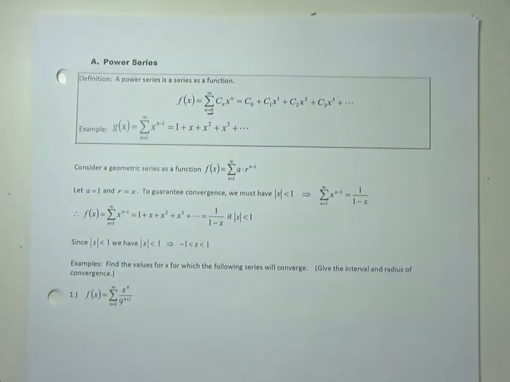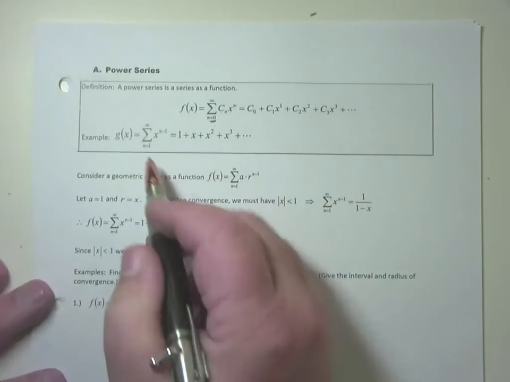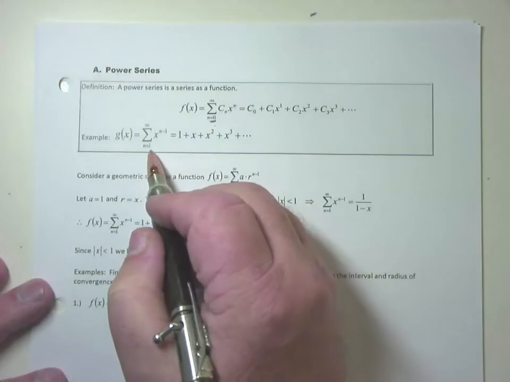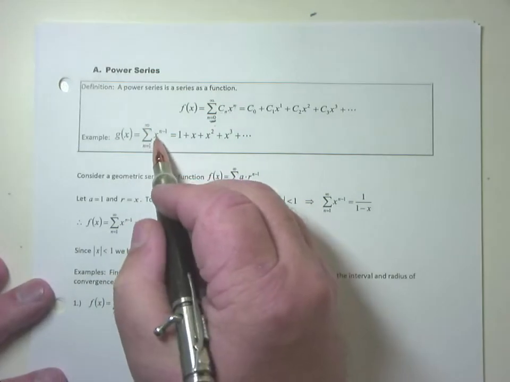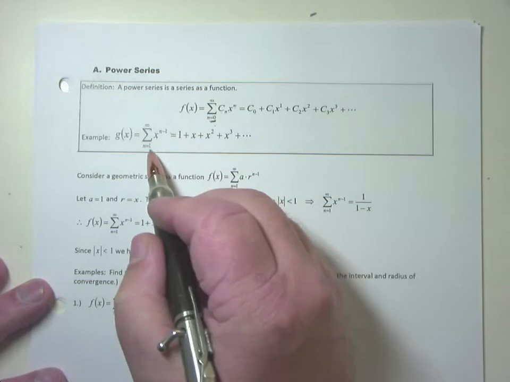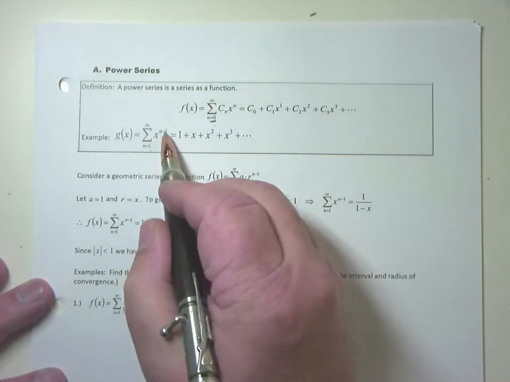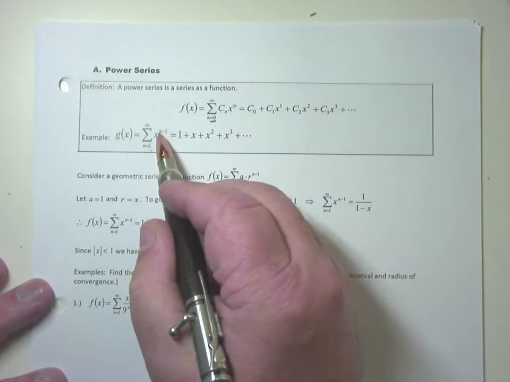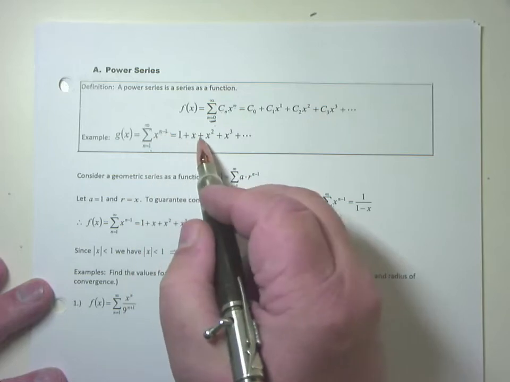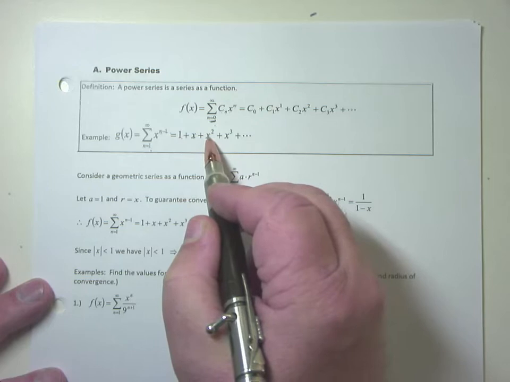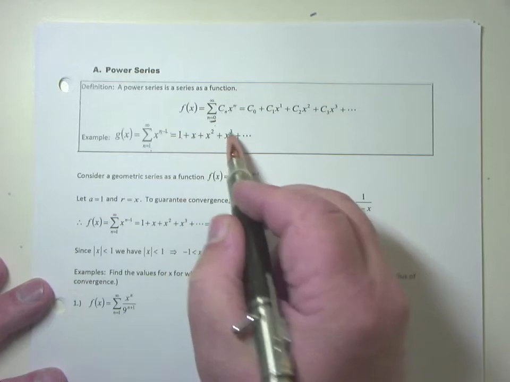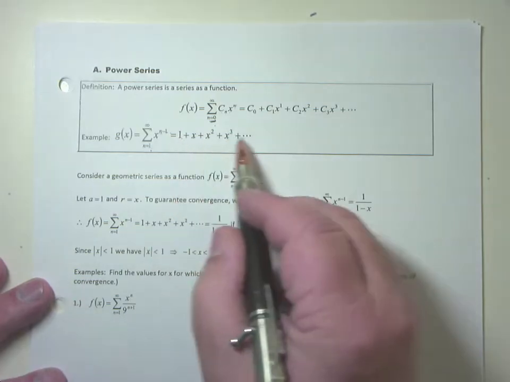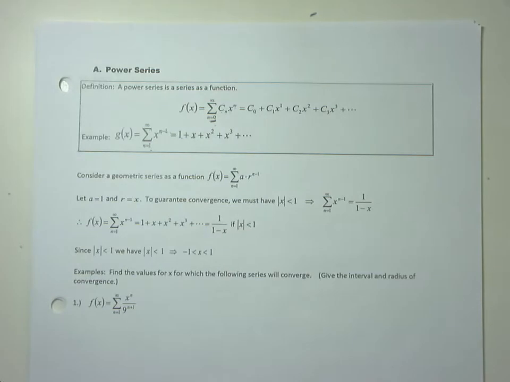Okay? An example of a particular series, a power series, is this. The sum as n goes from 1 to infinity of x to the n minus 1. When I plug in 1, 1 minus 1 is 0. X to the 0 is 1. Then I'm going to plug in 2. 2 minus 1 is 1. That'll be x plus. Plug in 3, I get x squared. Plug in 4, I get x cubed plus dot, dot, dot. And this is a power series. Notice I got a bunch of x's in each term, plus dot, dot, dot makes it a series. Okay?